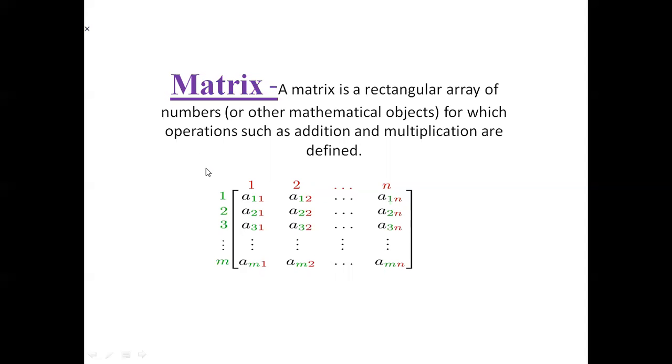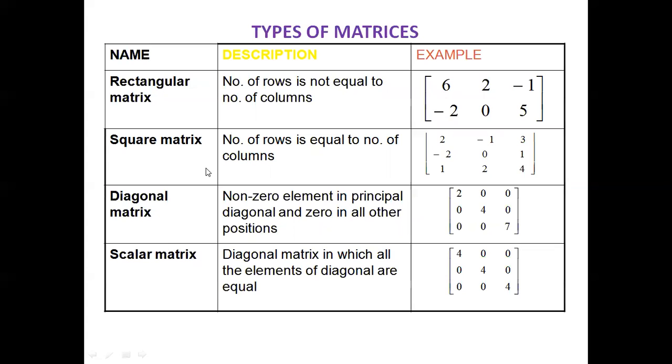Next, types of matrices. First is a rectangular matrix. A rectangular matrix has an unequal number of rows and columns, that is, the number of rows is not equal to the number of columns. We can see an example here: there are 2 rows and 3 columns. That is 6, 2, minus 1 is the first row and minus 2, 0, 5 is the second row. Second, the square matrix. A square matrix is one where the number of rows is equal to the number of columns.